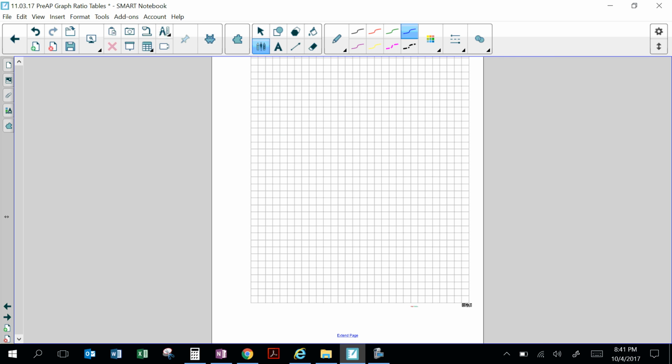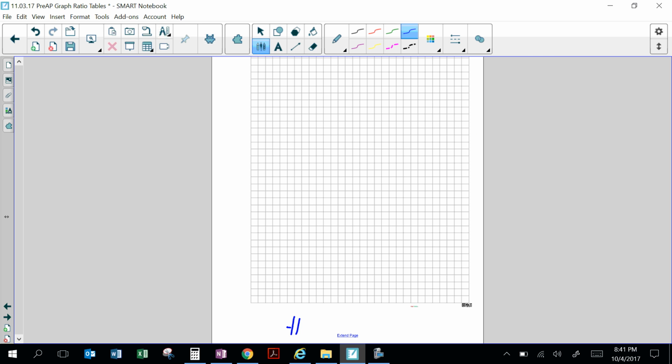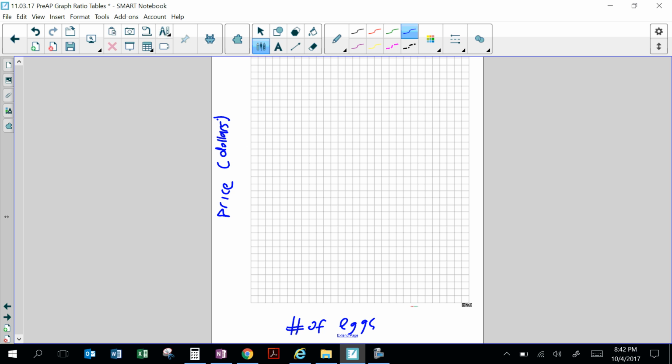Now let's plot them. So they said that the horizontal axis will be labeled number of eggs. And the side would be labeled price. Price in what? Dollars? Yeah, dollars. So 0 goes here. Do we want to label 1, 2, 3, 4, 5 all the way here and squunch it up, or should we spread out the information? I don't know about you. I'm going to spread out just a bit.